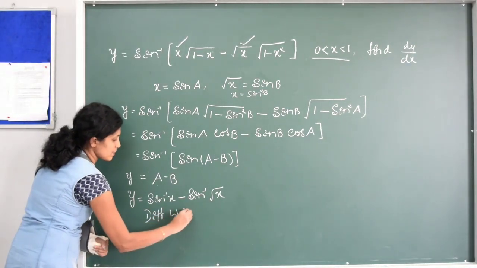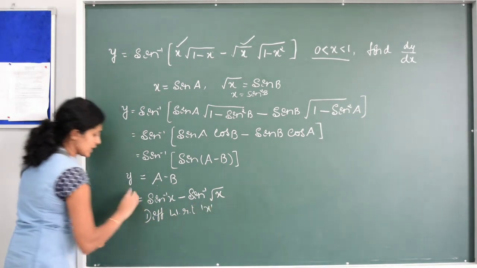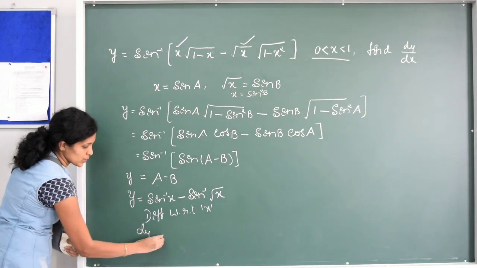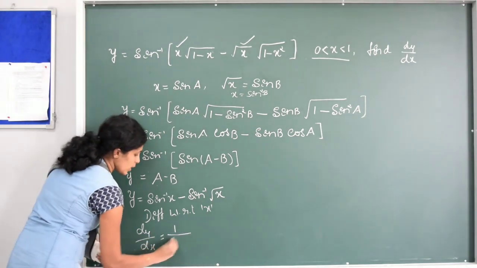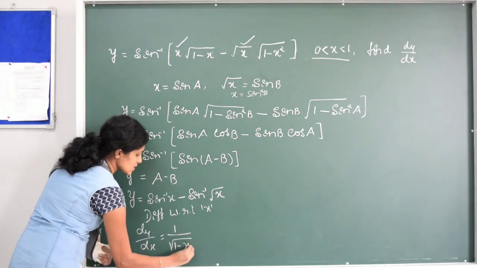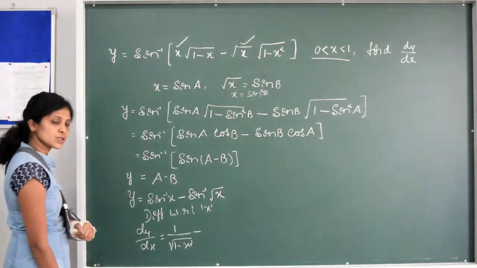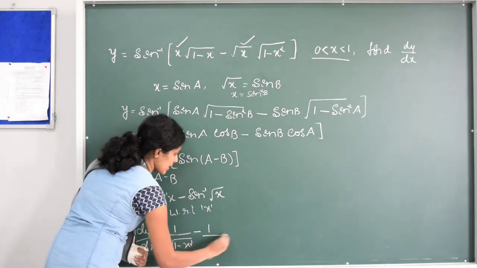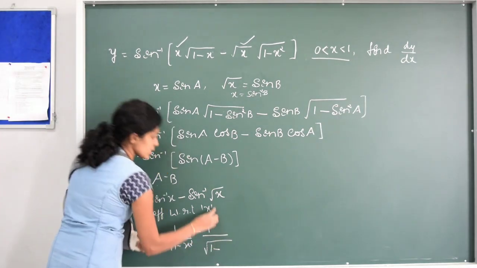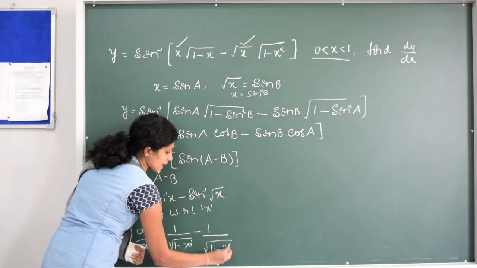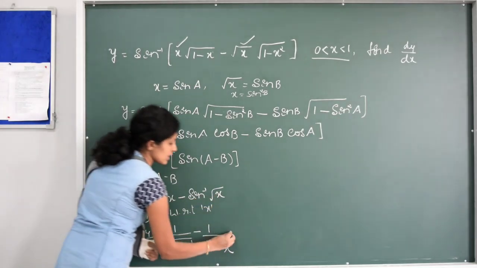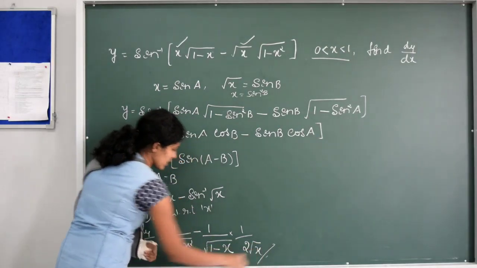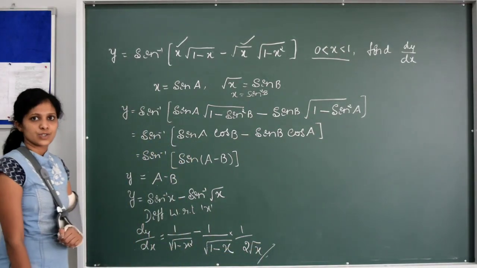Now we differentiate this function with respect to x. So the derivative of y with respect to x, dy by dx, is equal to: derivative of sin inverse x is 1 by root of 1 minus x square, minus derivative of sin inverse of root x. In the place of x here we have root x, so this is minus 1 by root of 1 minus root x whole square, which will be x. Then you have to differentiate root x. Derivative of root x will be 1 by 2 root x. I hope you understood this one. So this is the derivative of the given function.